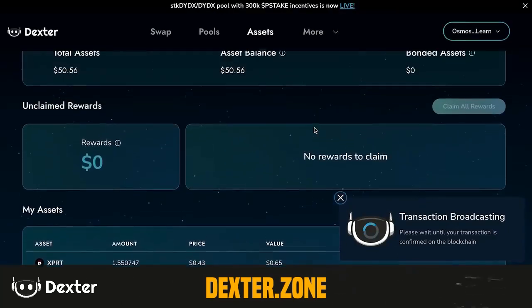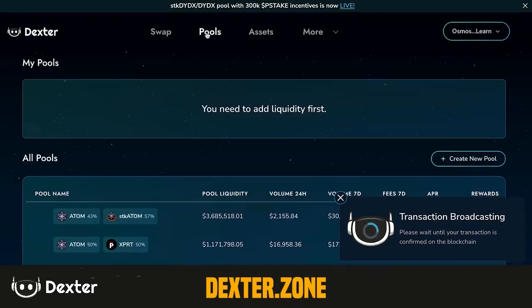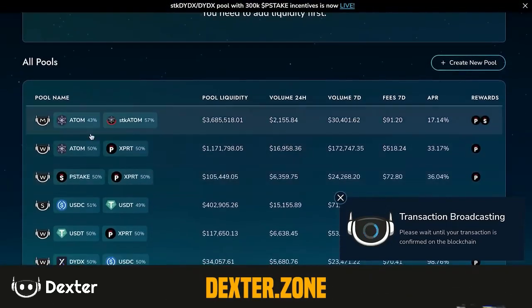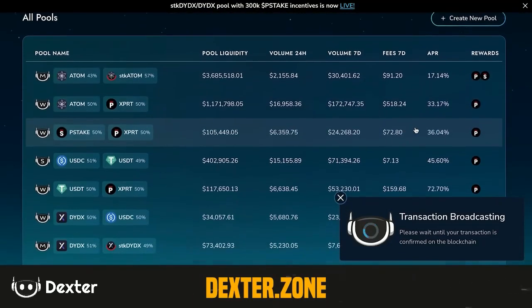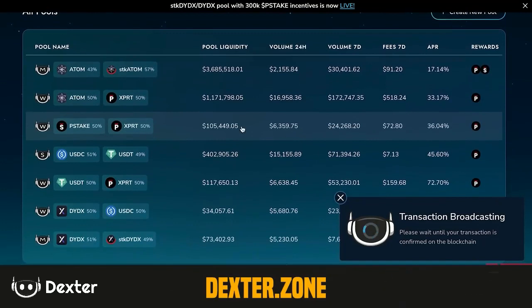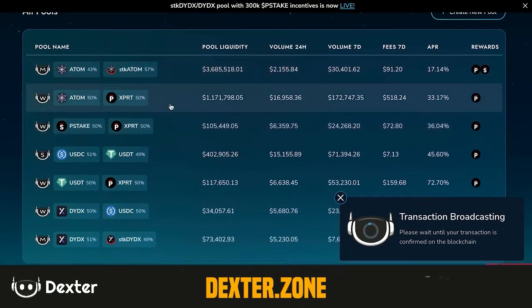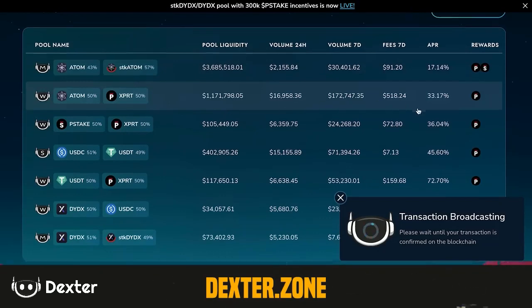Assets tab. Then you can head towards pools and you'll see that there are multiple pools available. You'll also see the liquidity that is in those pools. For example, here on the stkATOM and Atom pool, there's around $3.75 million worth of liquidity. In the Atom XPRT pool, around $1.2 million, and so on and so forth.